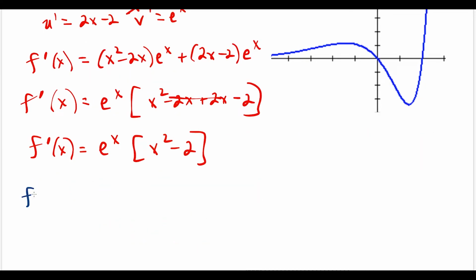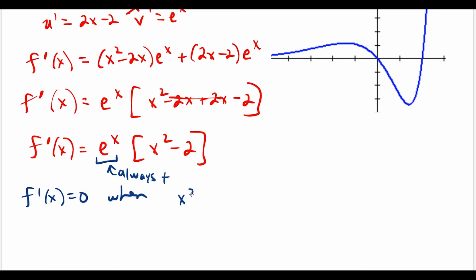Now if we set f prime of x equal to 0, one thing to be mindful of here is that e to the x, as a function, is always positive. This function never reaches 0. It's always positive. So this is just something to be mindful of when we eventually make our sign chart.